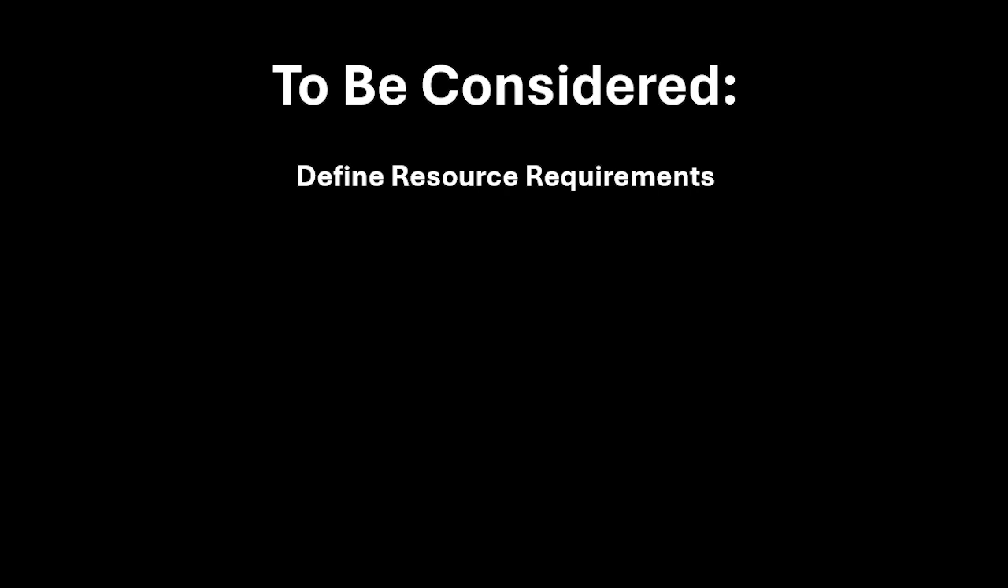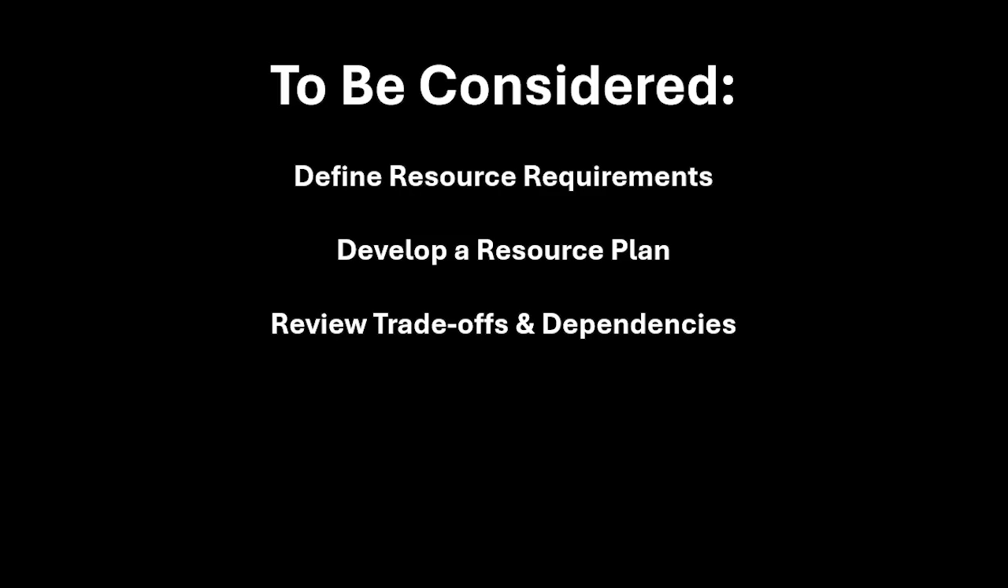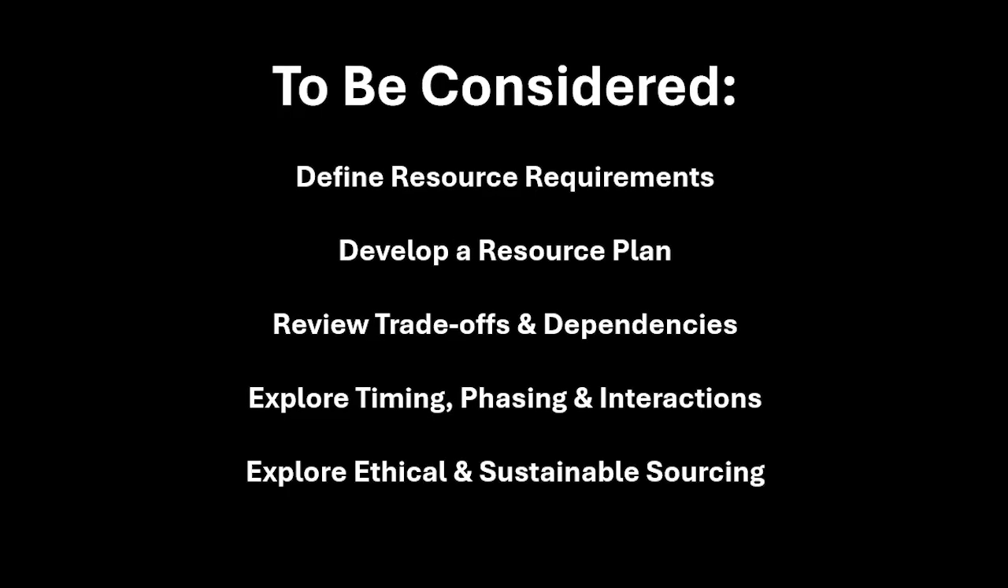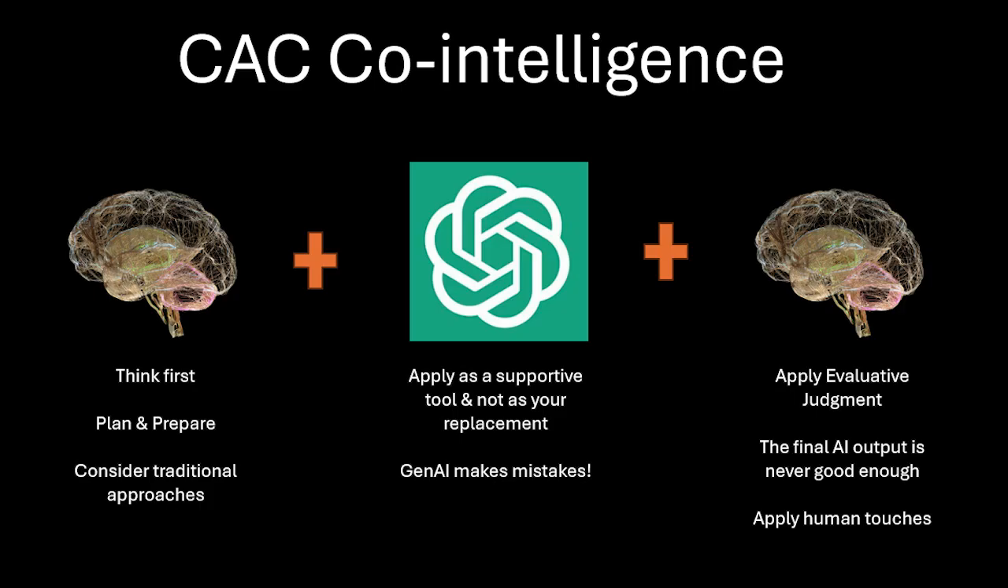The procedure to accomplish this is as follows. Define the resource requirements, develop a resource plan, review trade-offs and dependencies, explore timing, phasing, and interactions, and finally consider ethical and sustainable sourcing. As per my previous videos, we are going to apply the CAC co-intelligence approach. This is the correct implementation process.